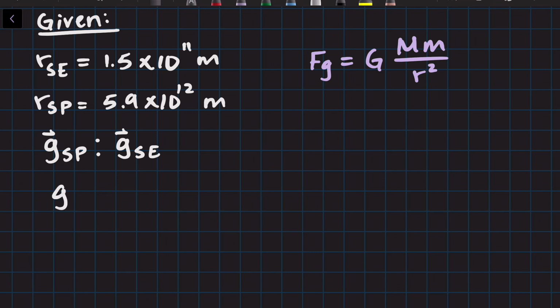Another way you can write this one is by means of a ratio, like a fraction. So this will be gravitational field sun Pluto divided by gravitational field sun to the Earth. That's what we're trying to find.